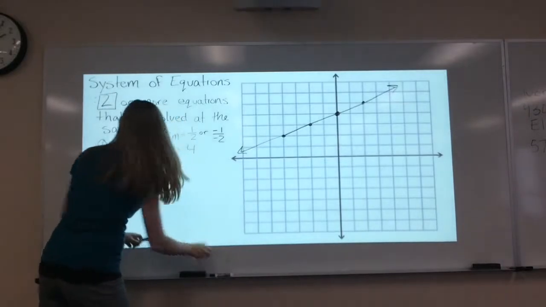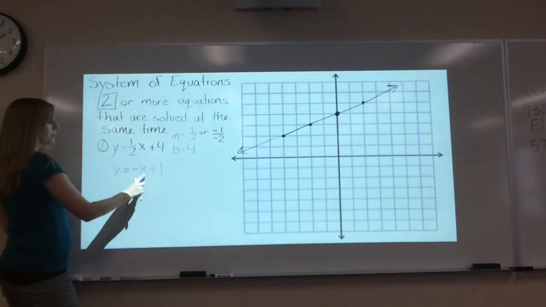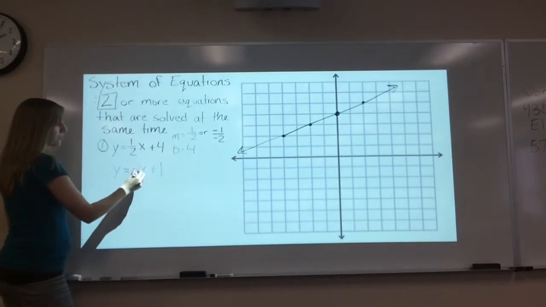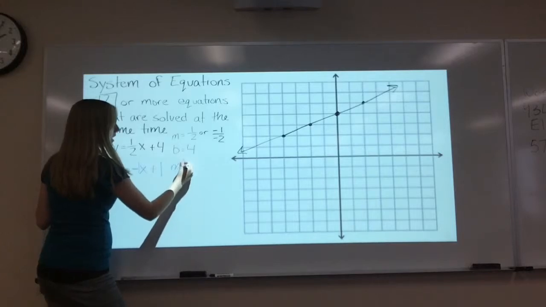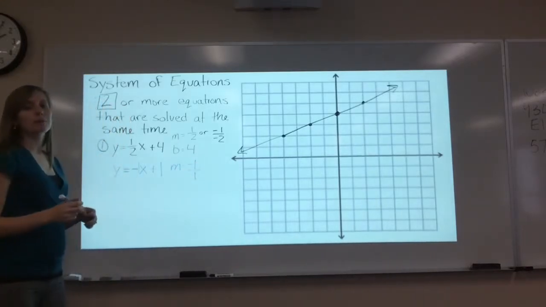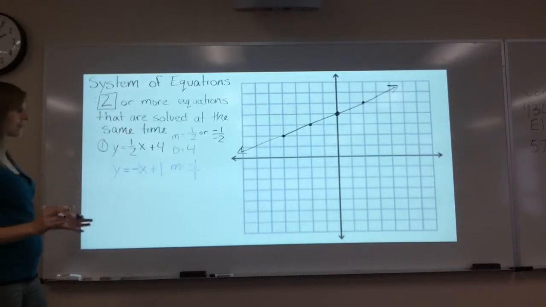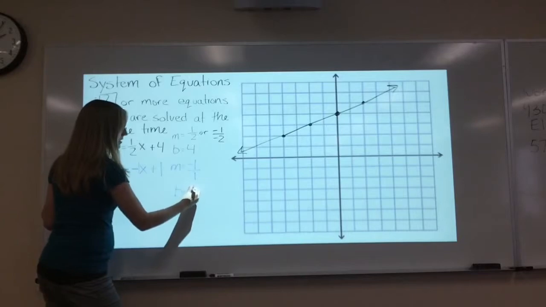Our second equation, we need a slope and a y-intercept for this one as well. Remember, if we just have x, there is a 1 in front. It's just not written. So my slope is negative 1, and to make it a fraction, we give it a denominator of positive 1. We do that for every whole number. For my y-intercept, I have positive 1.